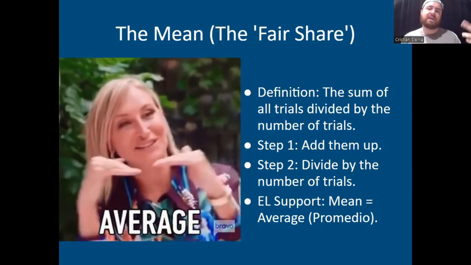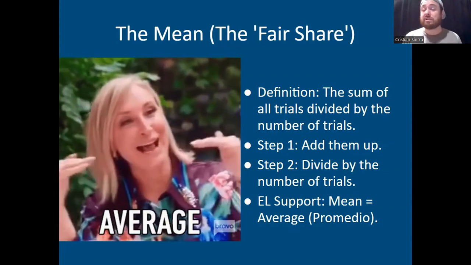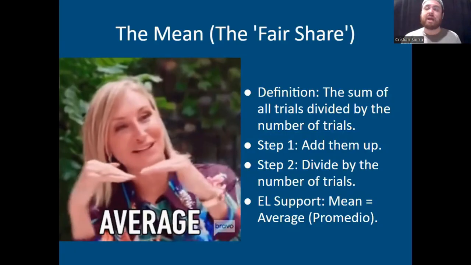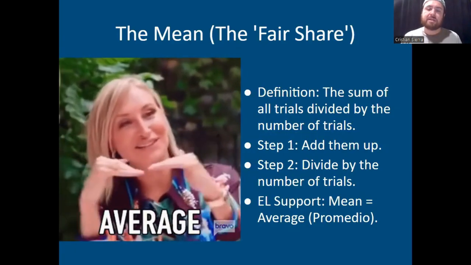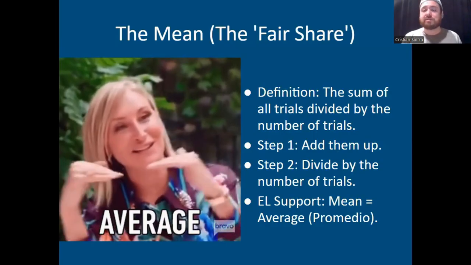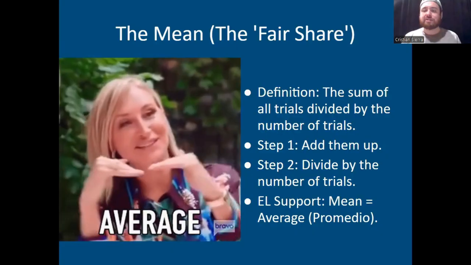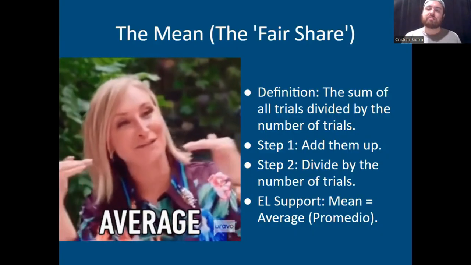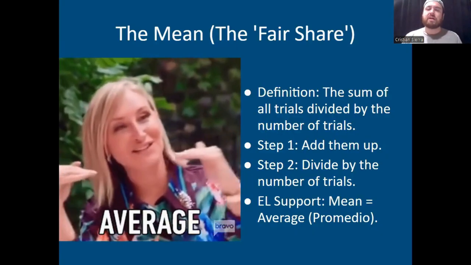So if you have 25, 22, 28, then there's three different numbers there. So you would divide by three once you have your addition completed. So for ELs here in California, we have a lot of Spanish speakers. So the word average in Spanish would be promedio. So promedio, average. That's the same word.